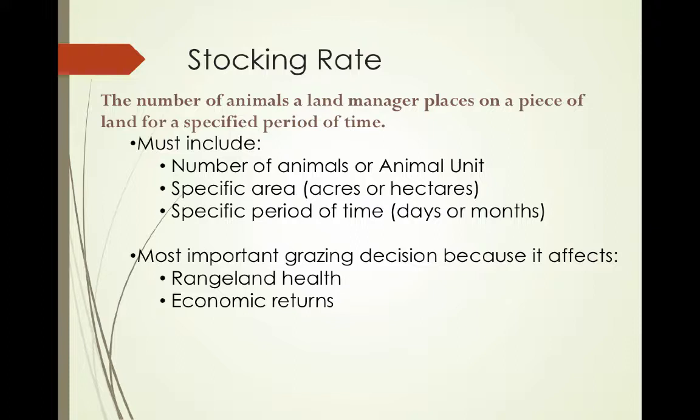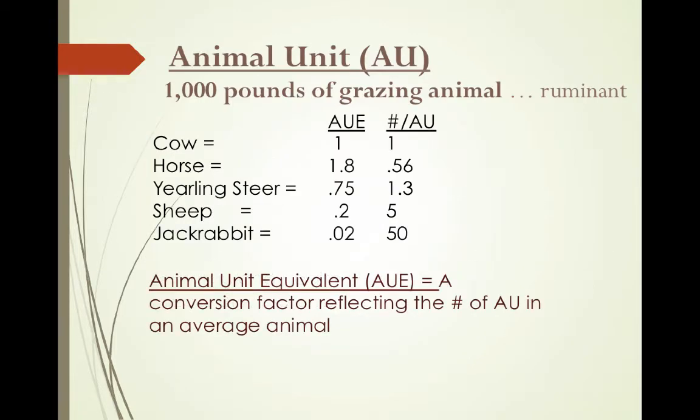And stocking rates are going to be highly important to grazing decisions because it can affect rangeland health, both short term and long term, as well as economic returns on a short term and long term basis as well. So an animal unit is defined as 1,000 pounds of grazing animal. And these are going to be grazing ruminants that we're going to primarily be talking about.